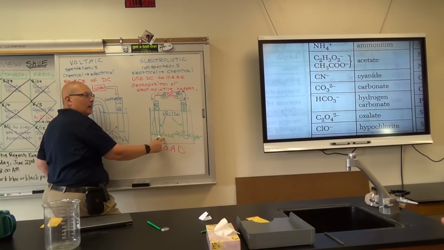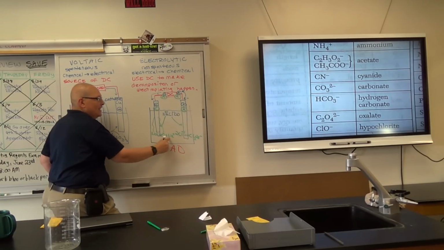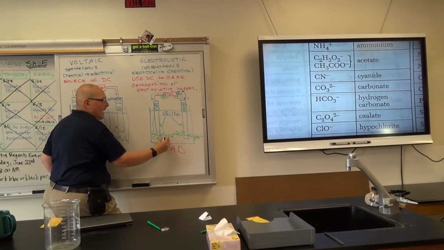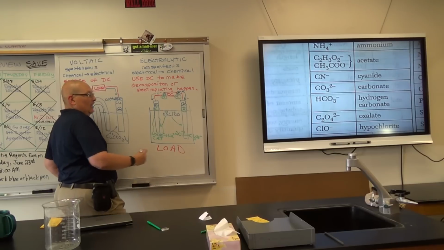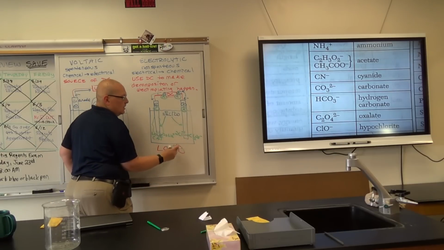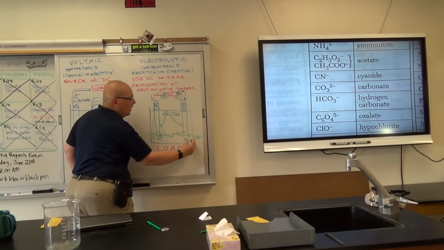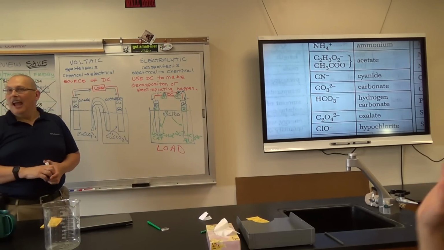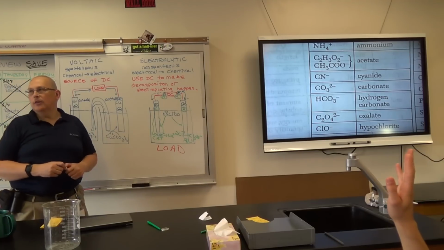So because reduction takes place at the cathode, and oxidation takes place at the anode, an ox. And that's another explanation for why they are the signs they are.